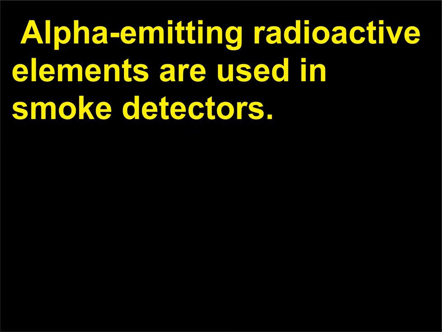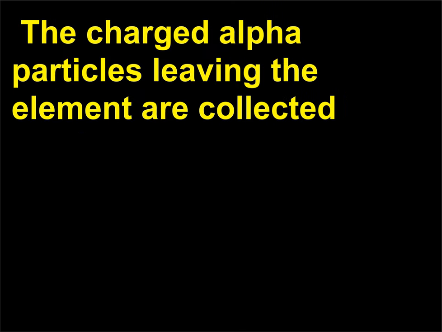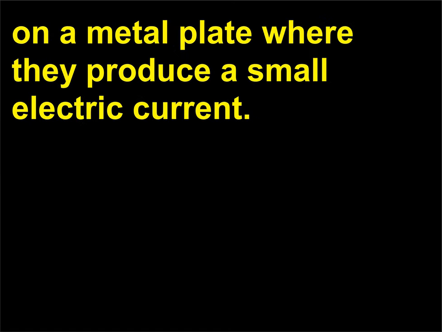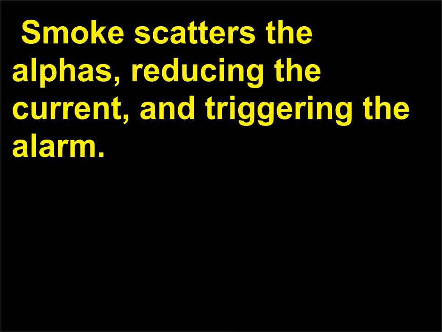Alpha-emitting radioactive elements are used in smoke detectors. The charged alpha particles leaving the element are collected on a metal plate where they produce a small electric current. Smoke scatters the alphas, reducing the current, and triggering the alarm.